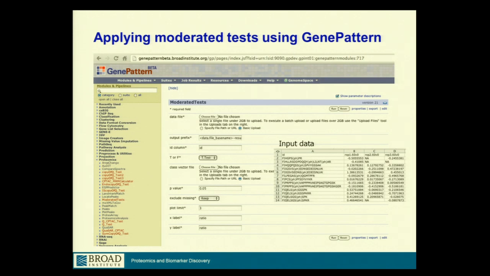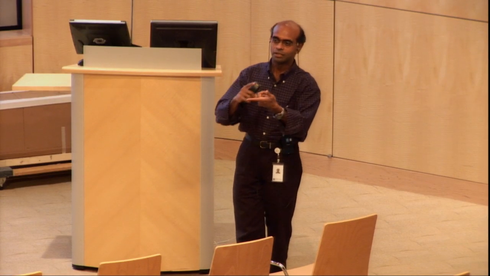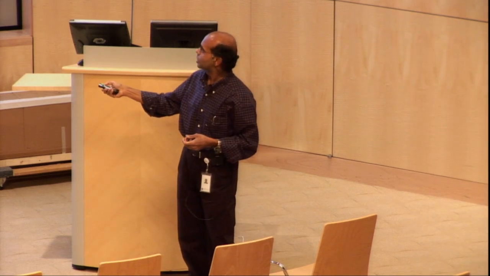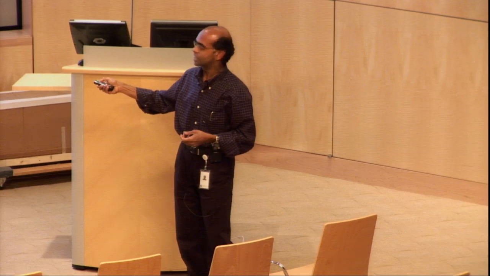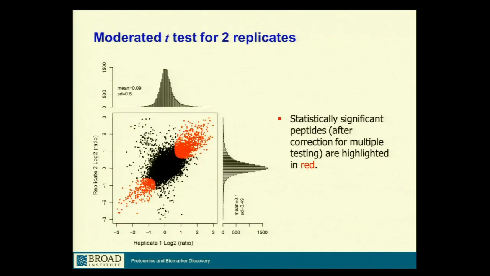So you take a CSV file like this and put it into the input file column, and you can pick T or F test, depending on whether you have two groups or more than two groups that you're comparing. When you hit enter, it'll run through and create a table that gives you the nominal p-value and the corrected p-value. You can also specify what corrected p-value significance you want, and based on this it will actually draw a plot.